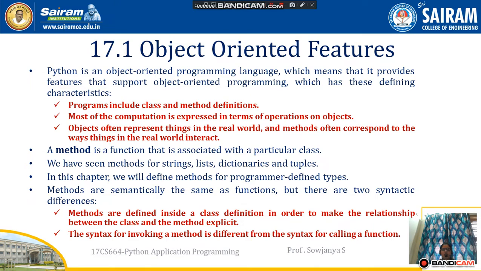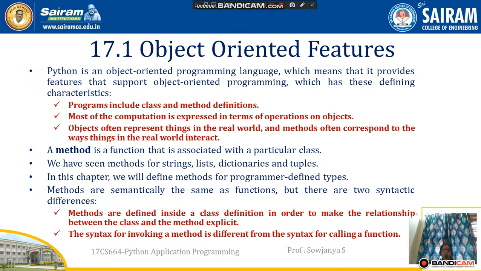Objects often represent things in the real world. I've told you an object is a physical entity, which exists in the real world. And methods correspond to the ways things in the real world interact. The procedure of interacting with that particular object in the real world is called a method. That is what we say: a method is a function that is associated with a particular class. We'll have one particular class, and obviously we'll have the method, the procedure for doing that particular function.